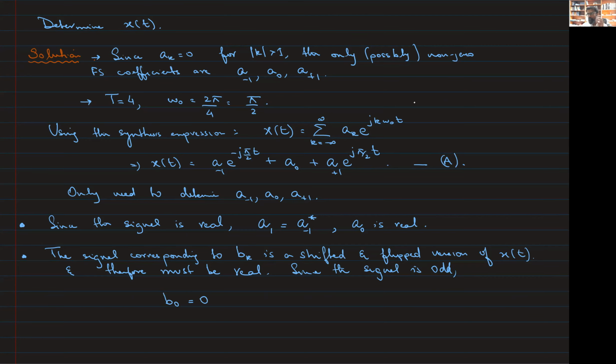Since the signal is odd, we just found out in the review that the Fourier series coefficients corresponding to an odd signal are 0. The B0, the DC coefficient corresponding to an odd periodic signal, is 0, right? So therefore B0 is 0. And this implies, since b k is equal to e raised to power j k pi by 2 times a minus k, we have what? What can I say about A naught?